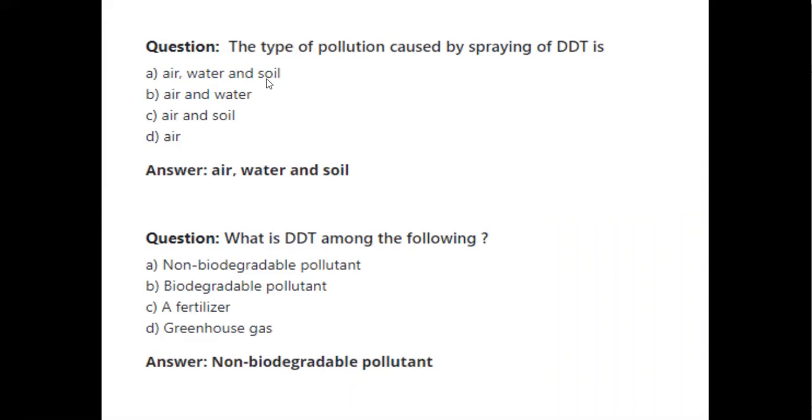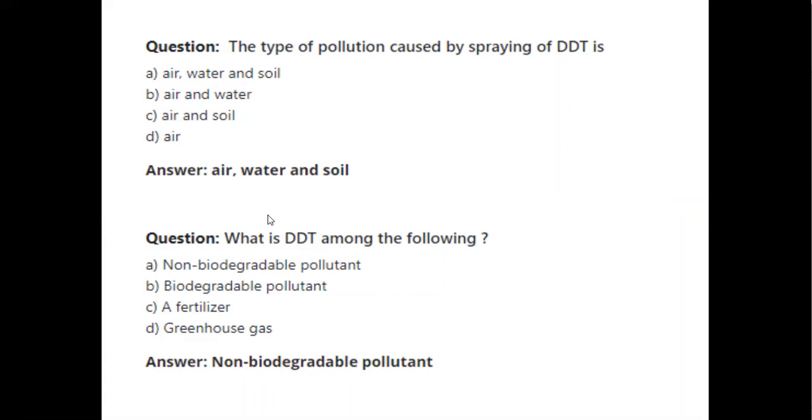Next question. The type of pollution caused by spraying of DDT: does DDT cause air pollution, water pollution, or soil pollution? Your first option is air, water and soil. Second option is air and water. Third option is air and soil, and fourth is air. As we know, DDT first causes soil pollution, then when it goes to the water bodies through surface runoff it causes water pollution, and due to some chemical reactions it also causes air pollution. So option A is the right answer, air, water and soil.